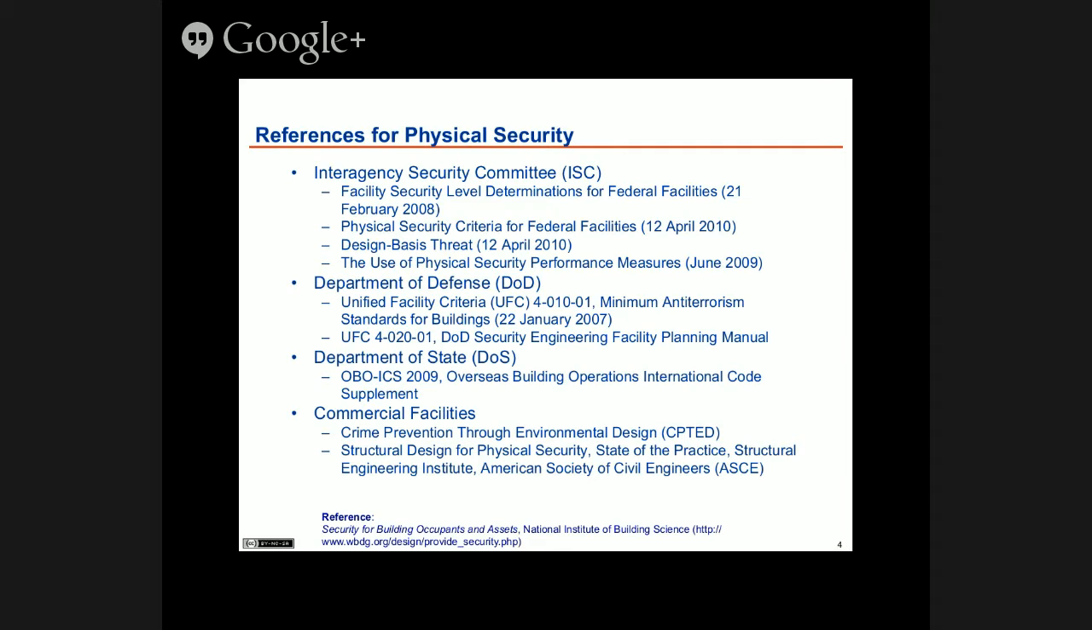A number of these documents are public. You can actually take a look at these. Then you have the Department of State. They have their own document as well, the Overseas Buildings Operations International Code Supplement. And then for commercial facilities, you have Crime Prevention Through Environmental Design, which is CPTED. Additionally, you have organizations such as ASIS, an excellent organization that provides the ability for individuals to get certified as a Certified Protection Professional. So these are individuals that understand physical security and all of the mechanisms that need to be in place so an organization is secure from a physical standpoint.